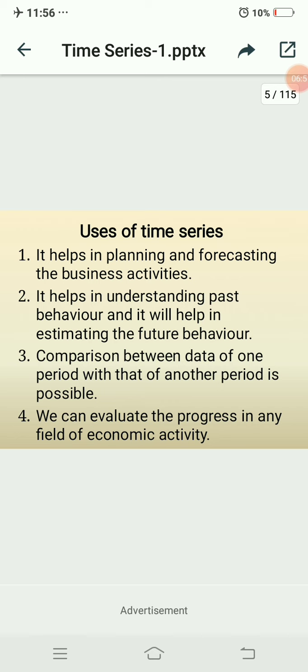And the fourth one, we can evaluate the progress in any field of economic activities. Okay, you can consider any business. Okay, you can consider VRL. Okay, VRL started with a small amount. Okay, but now it's one of the best companies in India.